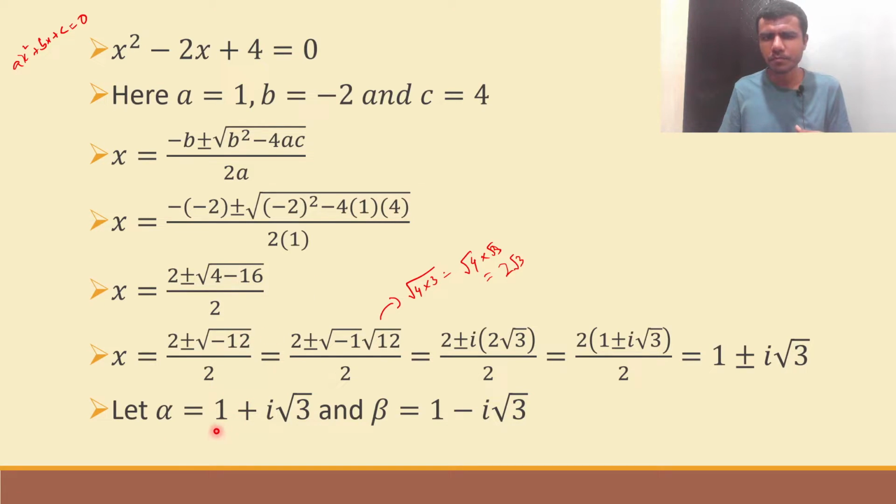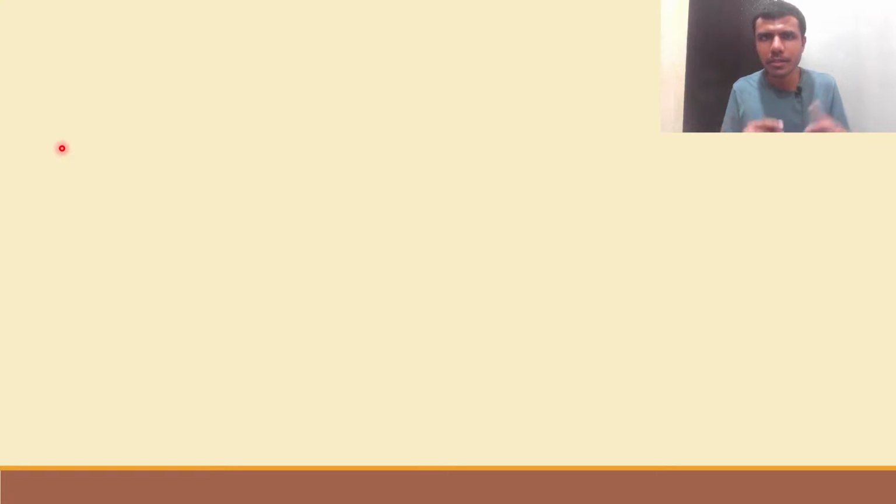See here, I first have to convert this to modulus amplitude form. Then I can apply alpha power. Then I can find out alpha power n. Fine. Okay, now let's get down to modulus amplitude form. Modulus amplitude form is nothing, it's just r into cos theta plus i sin theta.